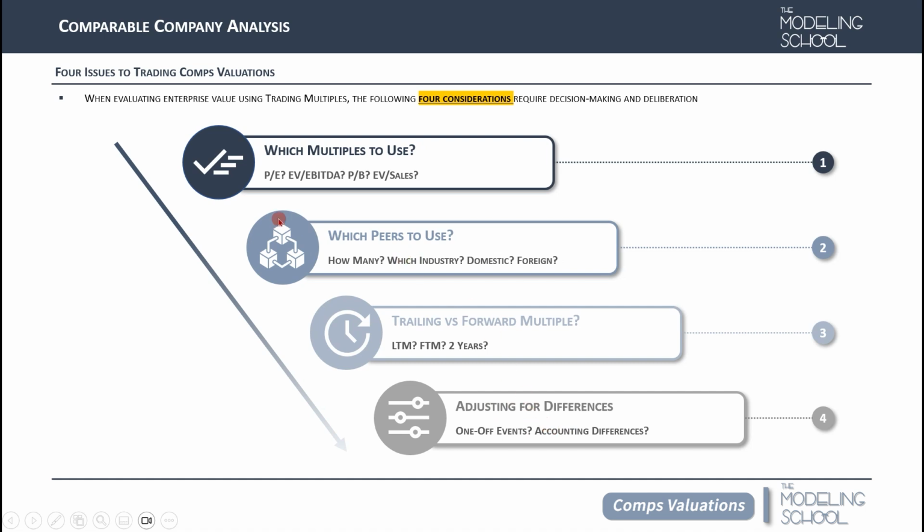But anyways, it represents our fourth and final topic of the comps analysis course. So from now on, let's dive deeper into these 4 considerations. Let's examine each one in greater detail and let's get started.